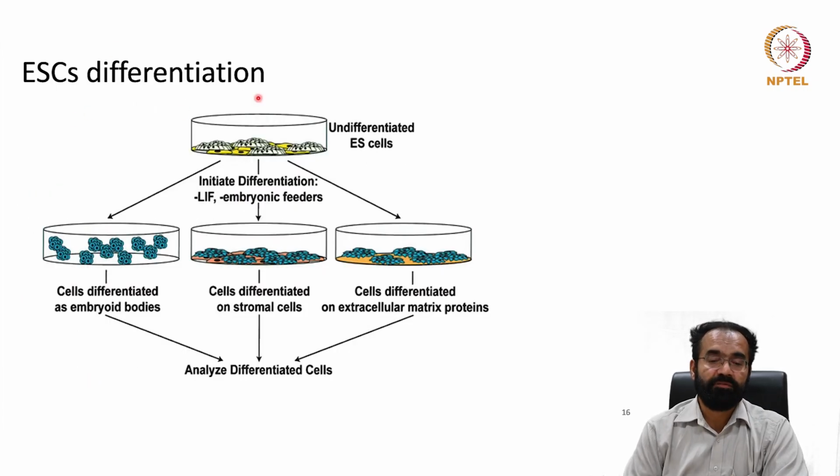So, ES differentiation: you have undifferentiated ES cells. Initiate the differentiation: there is leukemia inhibitory factor, known as LIF, and embryonic feeders also there, and these are embryoid bodies, and these are formed by incubating them with the stromal cells, and cells differentiated on an extracellular matrix. In all three situations, they can give rise to different types of differentiated cells.